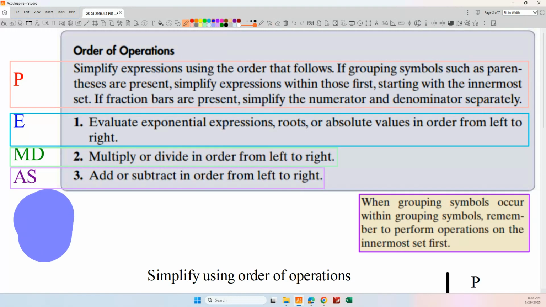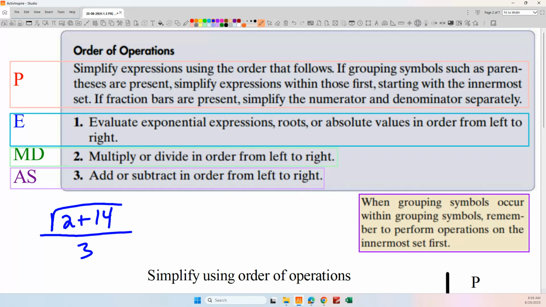What's the first thing you would do there? You'd add 2 and 14. Okay, so those must have been grouped somehow. How are they grouped? Okay, because they're inside a function. They're inside the square root function, aren't they? So anytime you have stuff that's inside of some function or operation, then you have to do that first.